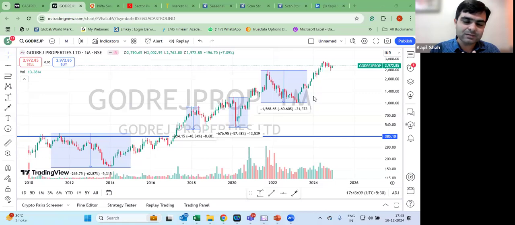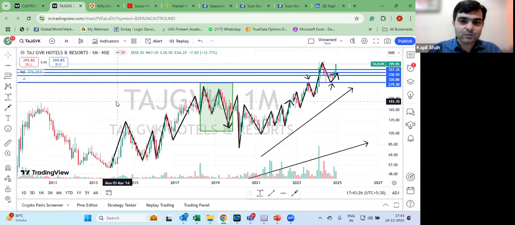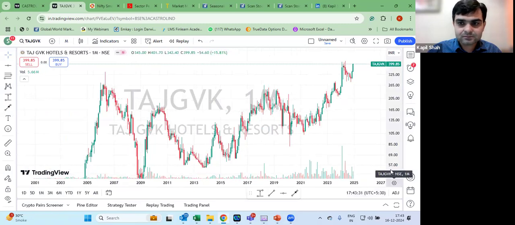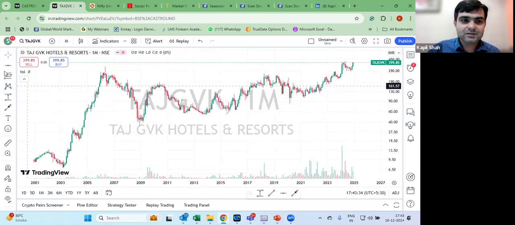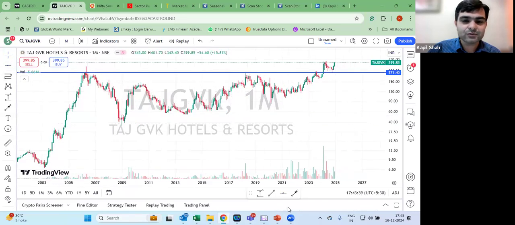A couple of months, a couple of days back, I had a view on one stock, that is Taj GVK. Right now, the hotel stocks are also doing quite well. This is what the Taj GVK stock is all about. This is my monthly chart. Can you guess what will be the duration of this particular horizontal line? Can you guess or can you see? What is the duration of this particular horizontal line?